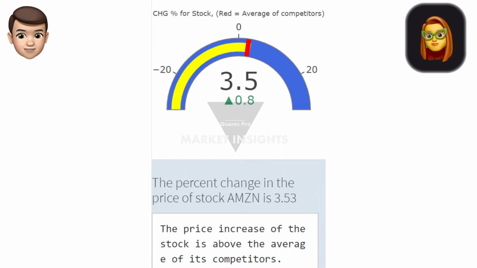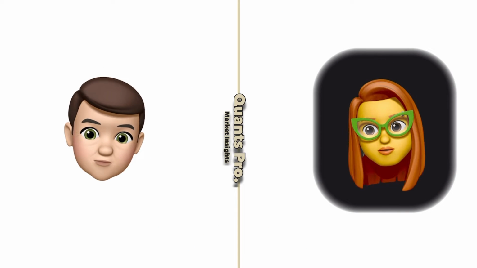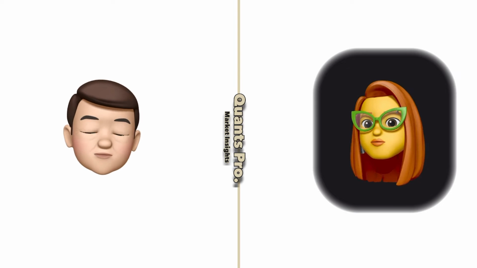Definitely, Lisa. Let's continue. In the graph on the screen, the red indicator shows the company's percentage performance, and the yellow indicator shows the competitor's percentage price performance. Of course, the red indicator passing the yellow indicator to the right is an important development in terms of company performance. Quants Pro followers, some descriptive information about the stock is as on the screen as of the specified date.